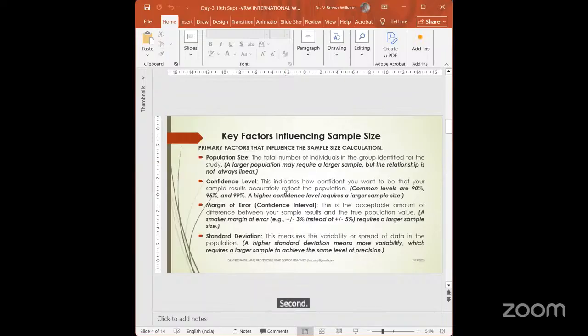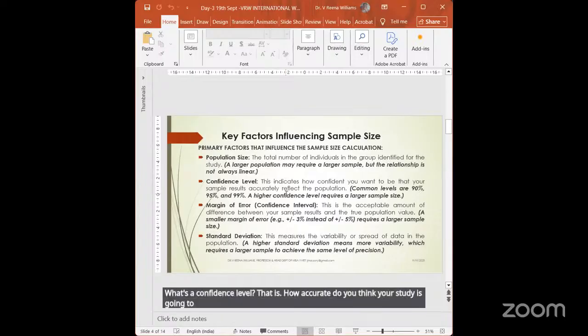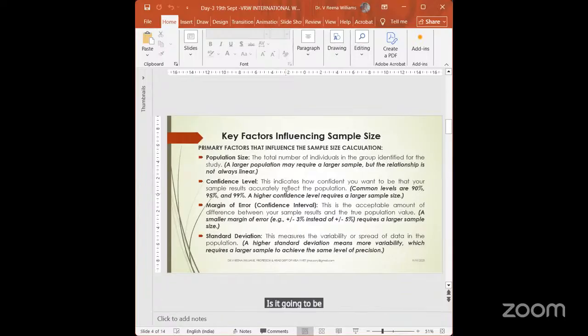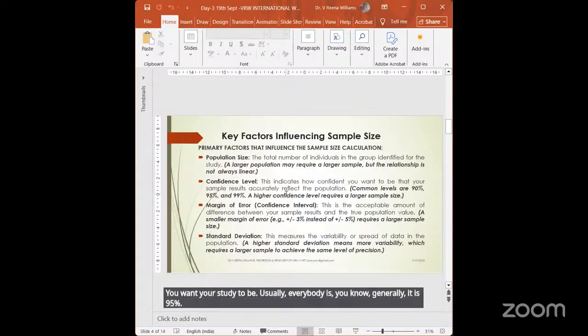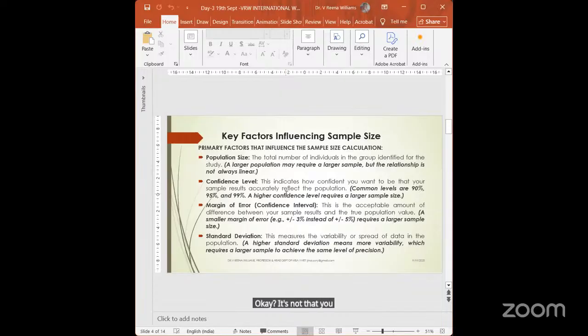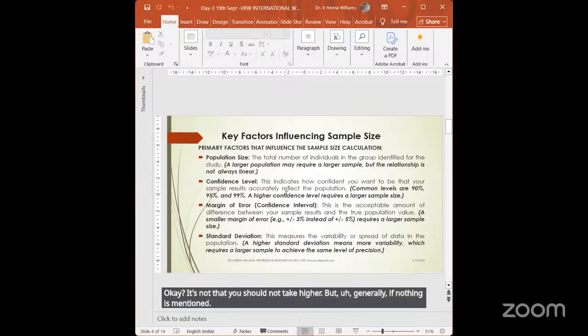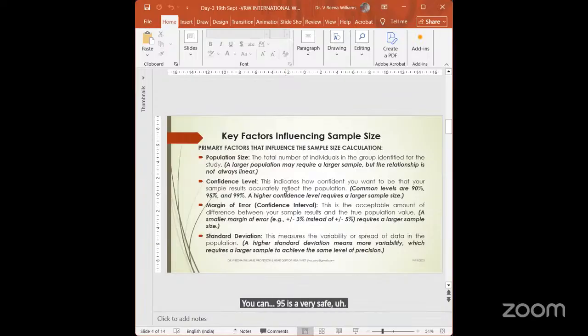The second factor that you need to keep in mind is the confidence level. What is a confidence level? It is how accurate you want your study to be. Is it going to be 90% accurate, 95% accurate, 99% accurate? Generally it is 95%. It's not that you should not take higher, but if nothing is mentioned, 95 is a very safe confidence level that you can choose.